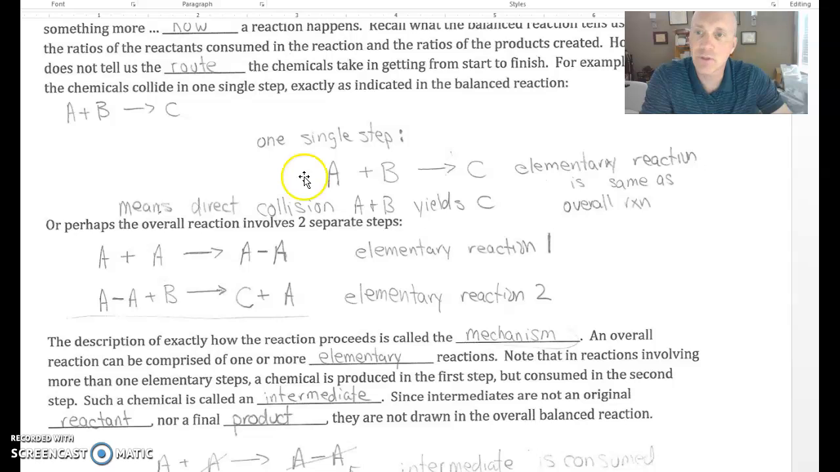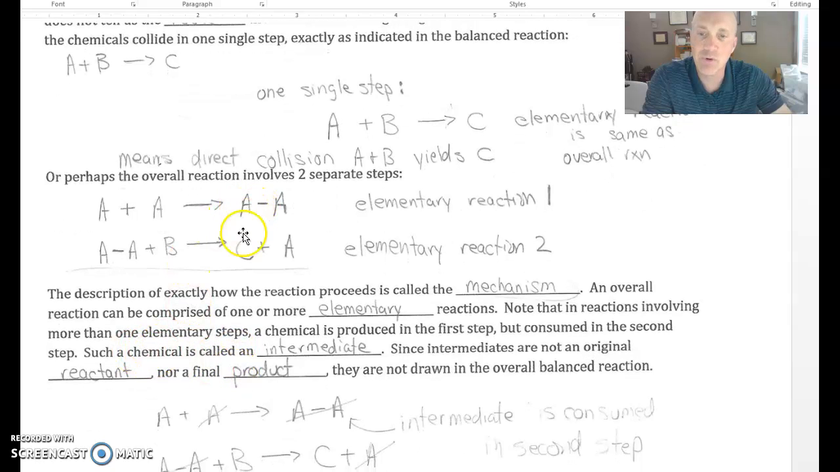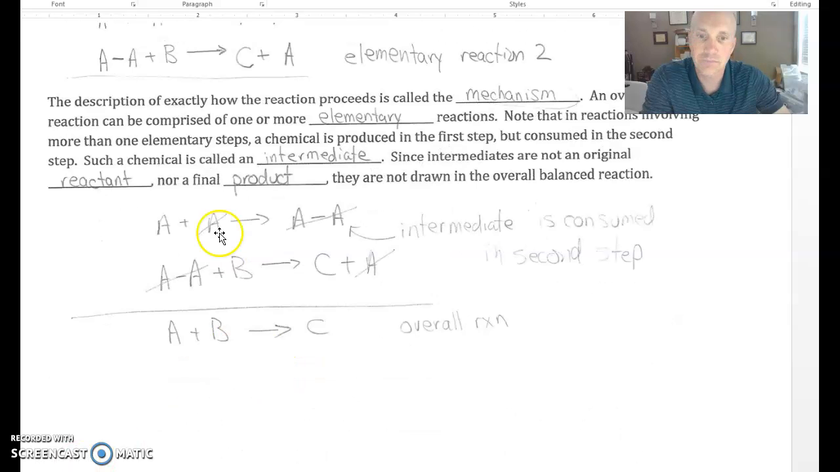So a little bit of vocabulary here. What we typically refer to as a chemical reaction, we'll call that the overall balanced reaction. But all of these individual steps are what we'll call elementary reactions. All right. So again, whenever you have a chemical that is produced in one of the elementary reactions, but it's consumed in another one of the elementary reactions, we call that an intermediate. And hopefully you're familiar with this.